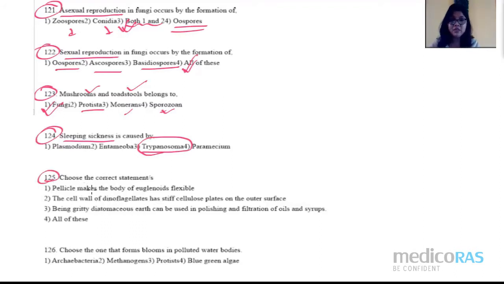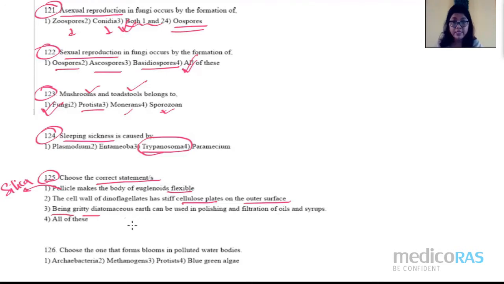You can see that they are asking about the correct statement. So pellicle makes the body of euglenoid flexible. Pellicle is made up of what? It is made up of protein, yes, so they are a little bit flexible. This is the answer. Then the next option is that the cell wall of dinoflagellates is stiff. They have cellulose plates on the outer surface. It is there, a full line is there in your NCERT textbook.